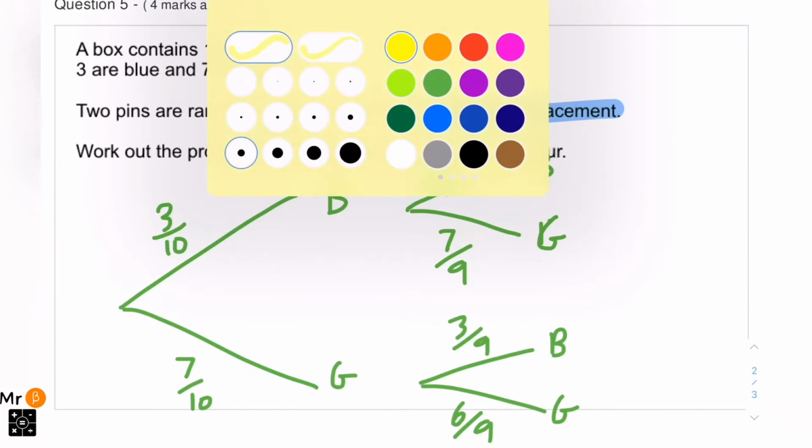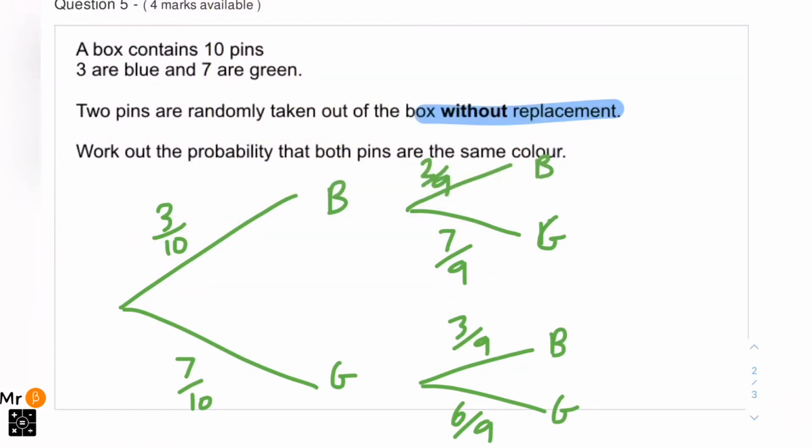It wants you to work out the probability that they are the same colour. That means we could pick a blue and a blue, or we could pick a green and a green. There's 2 different ways of achieving that goal. So now we need to multiply our probabilities together.